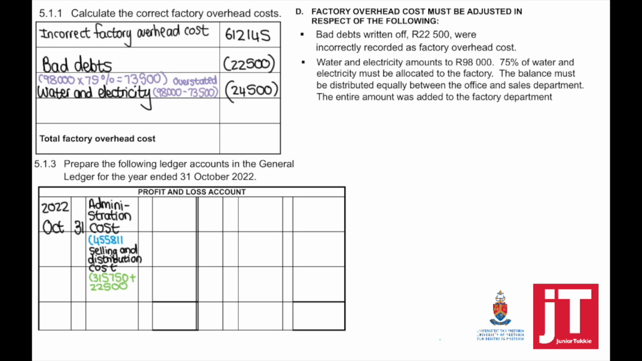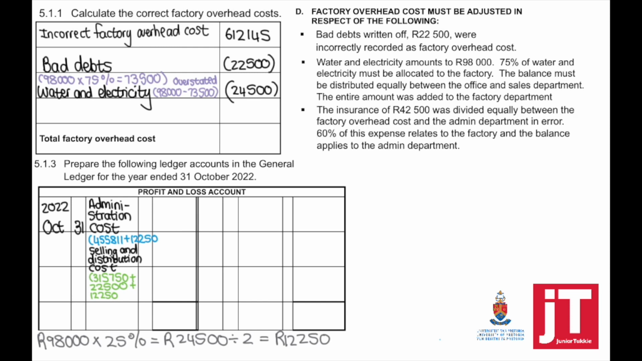So now what needs to happen with the administration and the selling and distribution? 98,000 times 25% equals 24,500, which should be distributed equally between the selling and distribution and the administration department. This means that we will need to add 12,250 to administration and to the selling and distribution cost.